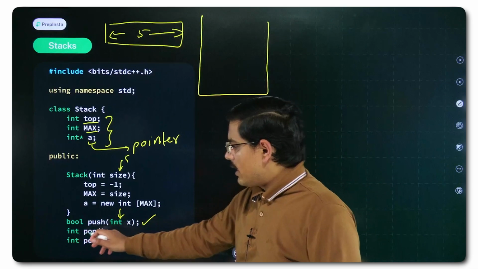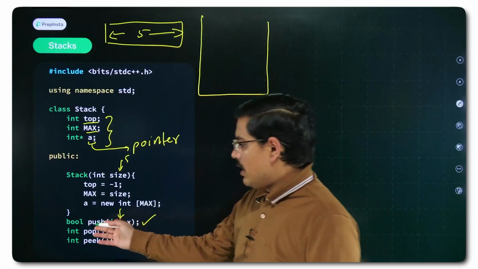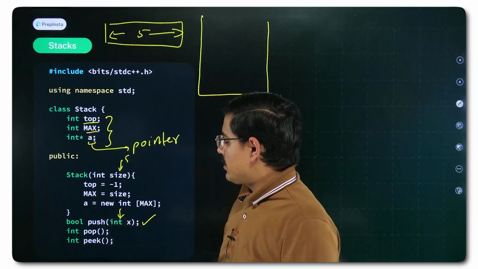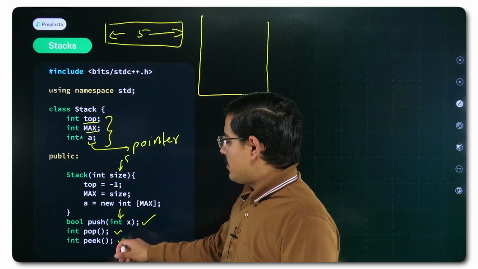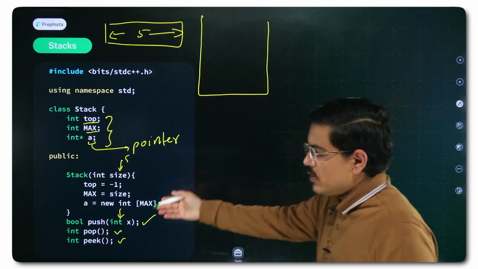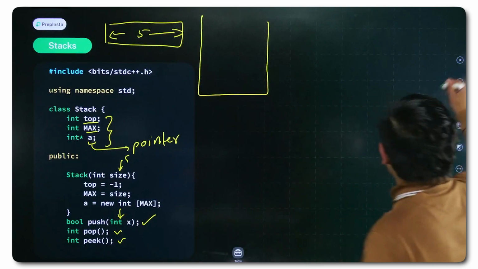Now similarly, I declare an integer type function which returns an integer variable. Fine, it returns an integer variable. Now this is pop, similarly peek. Now what I will do, I'll define these functions, what these functions do, fine.